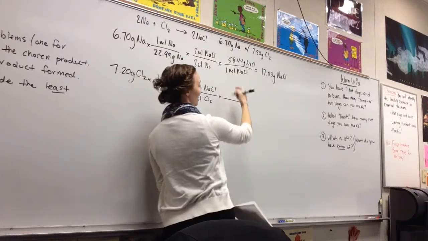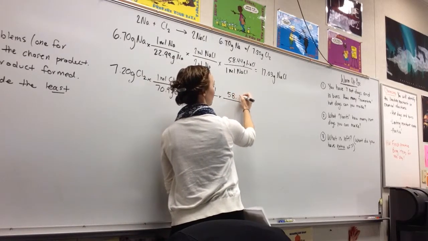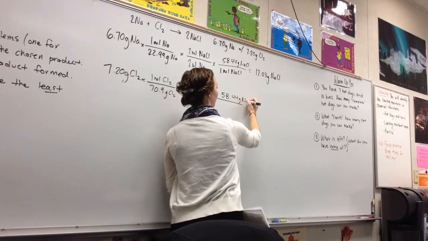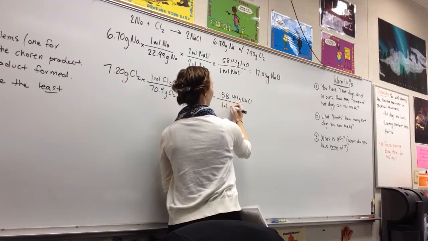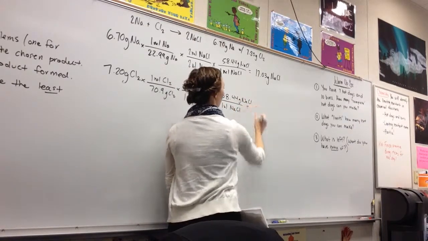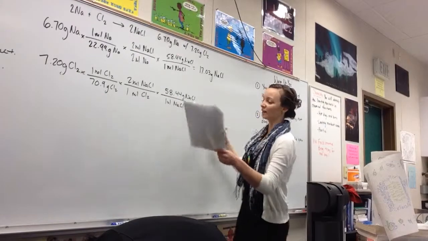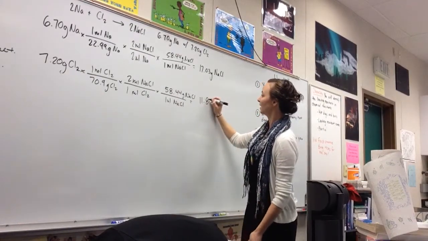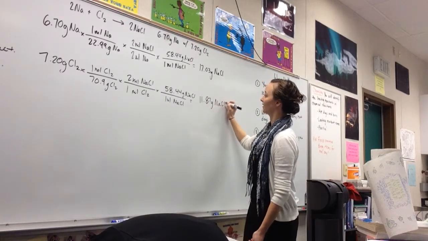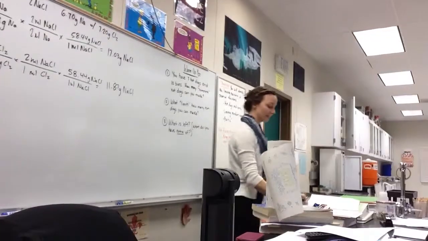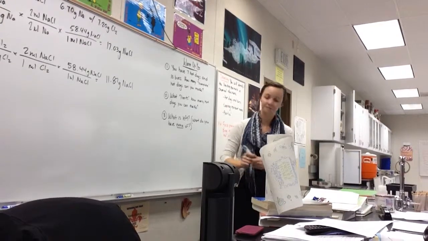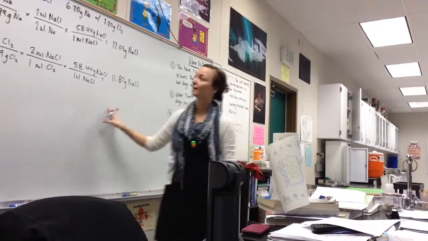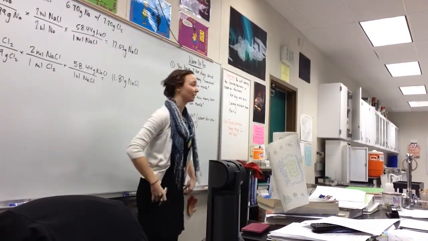And then the last step will be the same because it's the same molar mass, 58.44 grams of NaCl, 1 mole of NaCl. Woo! Okay, and then doing all that out, we end up getting 11.87 grams of NaCl. Okay, so we've done our 2 stoichiometry problems. So here's the final part. I'll wait and let you guys copy this.